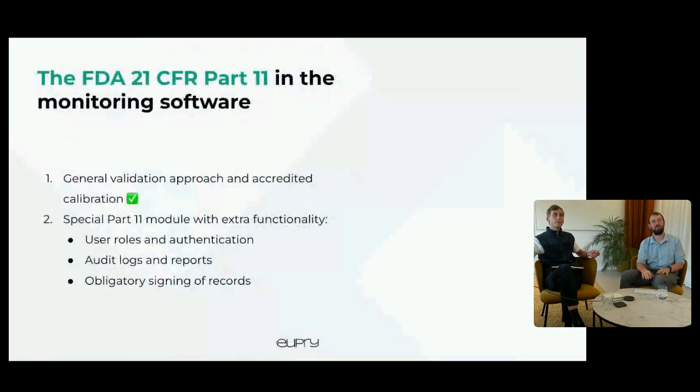Cool. Yeah, so to try to summarize as well, if you're dealing with monitoring software, general validation approach and accredited calibration is of course part of it. And remember to think about user roles and authentication, as well as audit logs and reports that you're able to take out. So both these general audit logs and reports which are scoped in audit trails, and this mandatory signing of records.